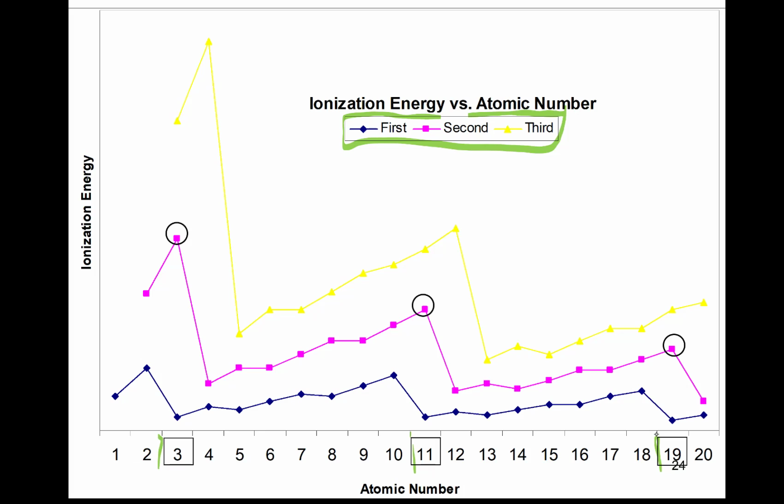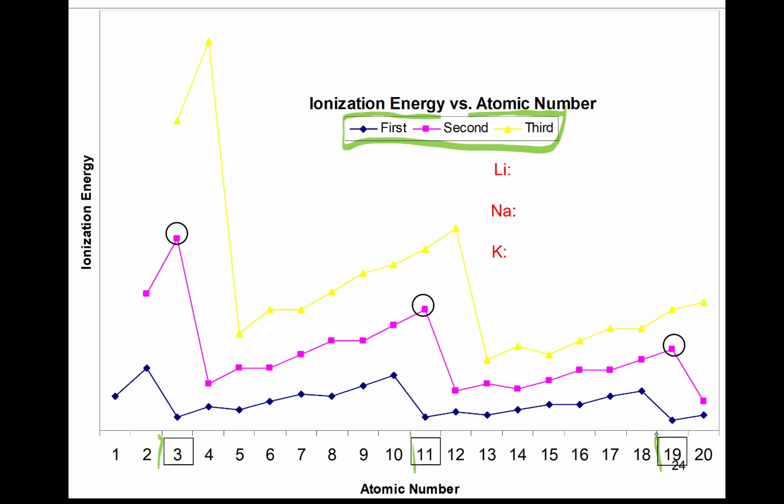Let's go back to group 1, atomic numbers 3, 11, and 19. That's lithium, sodium, and potassium. Notice for group 1 elements, the second ionization energy is really high because they only wanted to lose 1 electron, not 2. So it's going to take a lot more energy relative to the first ionization energy to remove those second electrons. They don't want to remove them. They only want to remove 1, not 2.